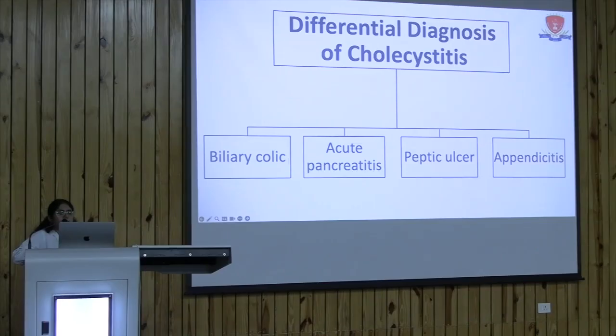Appendicitis may present with right upper quadrant pain. Pain usually migrates from the periumbilical region.